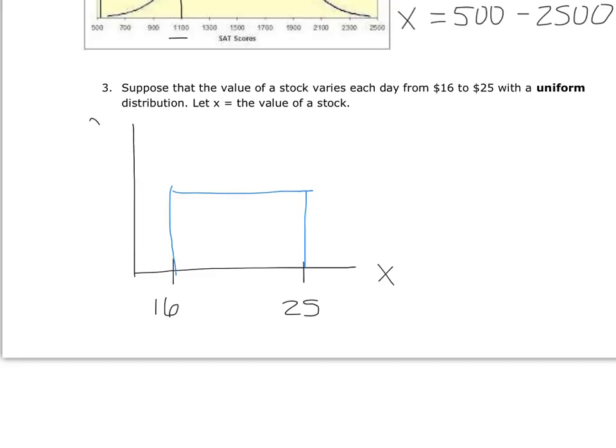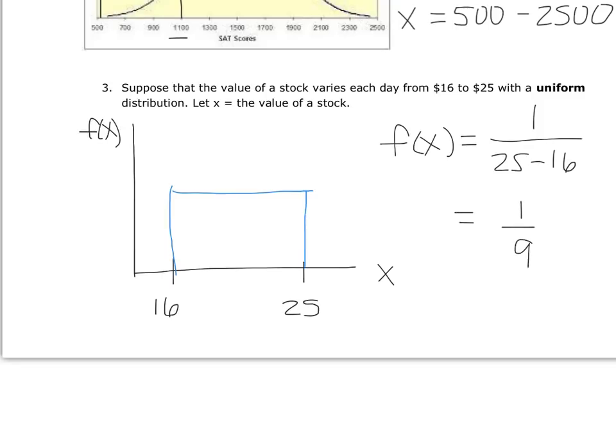On the vertical, we have f of x, but we can actually figure out what that value is. It turns out that f of x for a uniform distribution is 1 over the largest value that x can be minus the smallest value. In this case, that's 1/9. So for every value that x takes on, the function value is 1/9. It's constant, and it only applies when x is from 16 to 25. Okay, so those are the 3 quick examples.